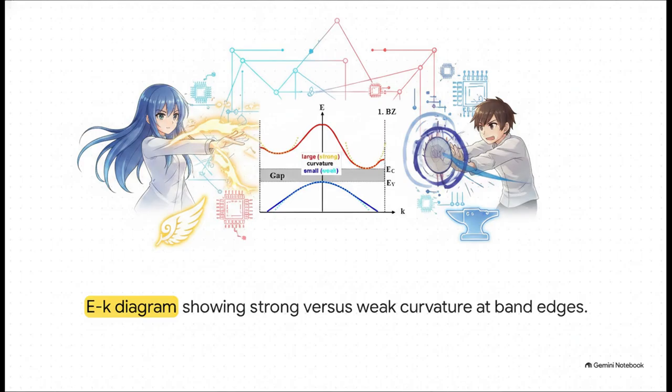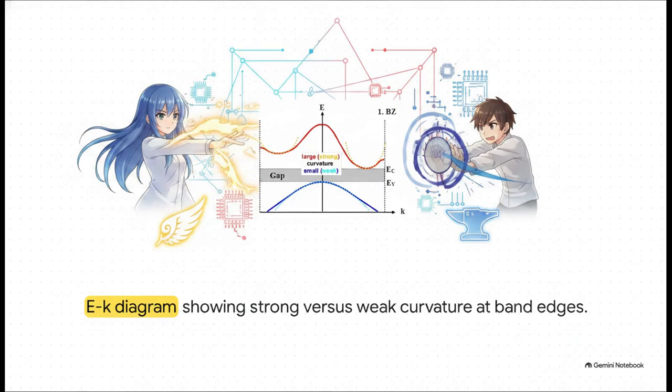Up top, that red curve has a very sharp, steep curvature. Down at the bottom, the blue curve is much wider and flatter. Now, in this mathematical framework, a steep curve means a small effective mass. The electron accelerates incredibly fast, like it's practically weightless. On the flip side, a flat, weak curvature means a large effective mass, making the particle super sluggish and slow to respond.